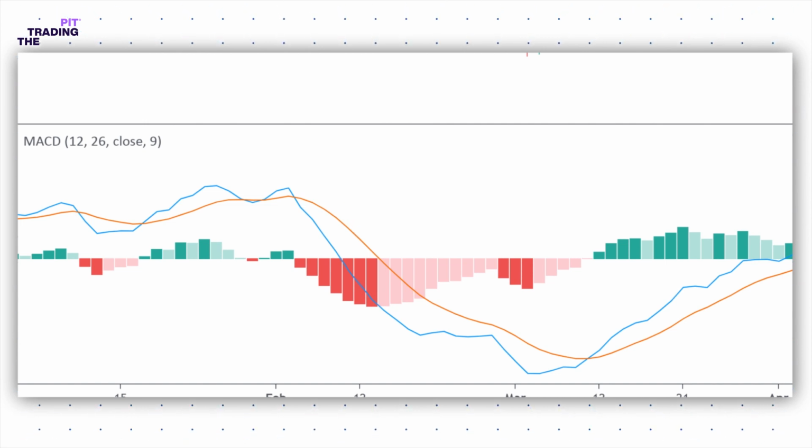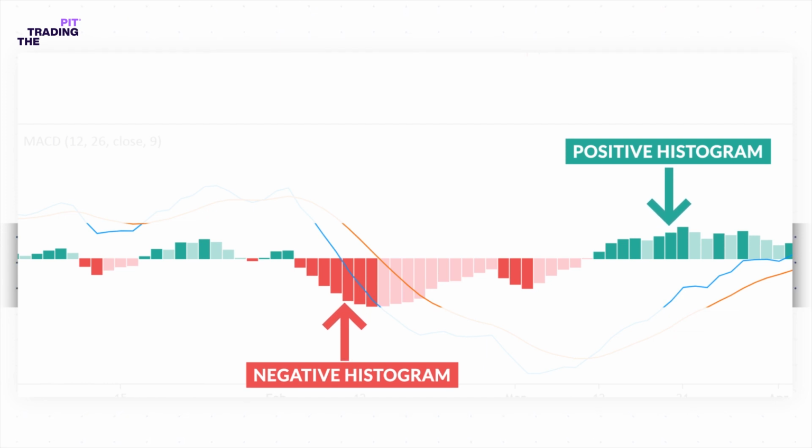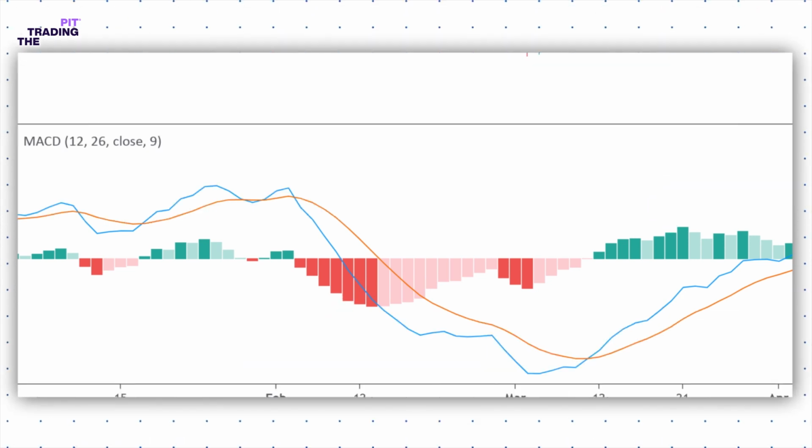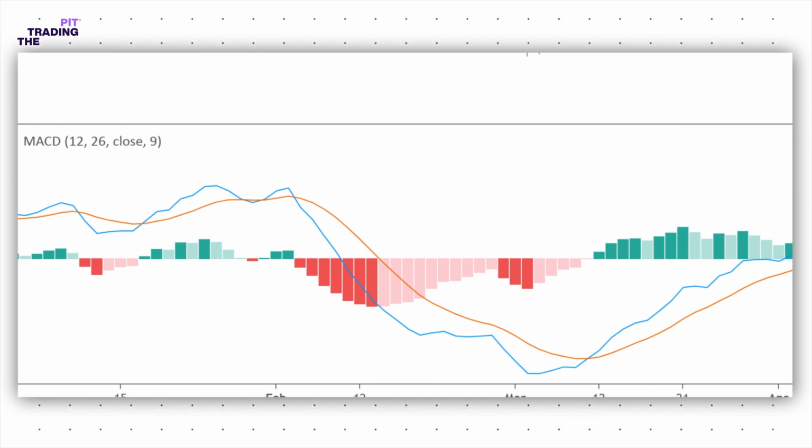In addition to the two lines, a standard MACD also has a histogram. The green histogram is known as the positive histogram, and the red histogram is known as the negative histogram. The purpose of the histogram is to plot the difference between the blue MACD line and the orange signal line.